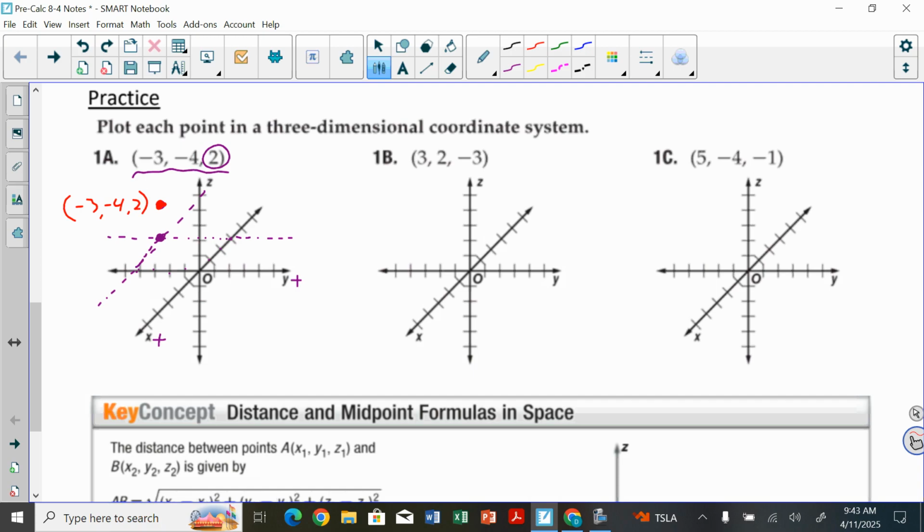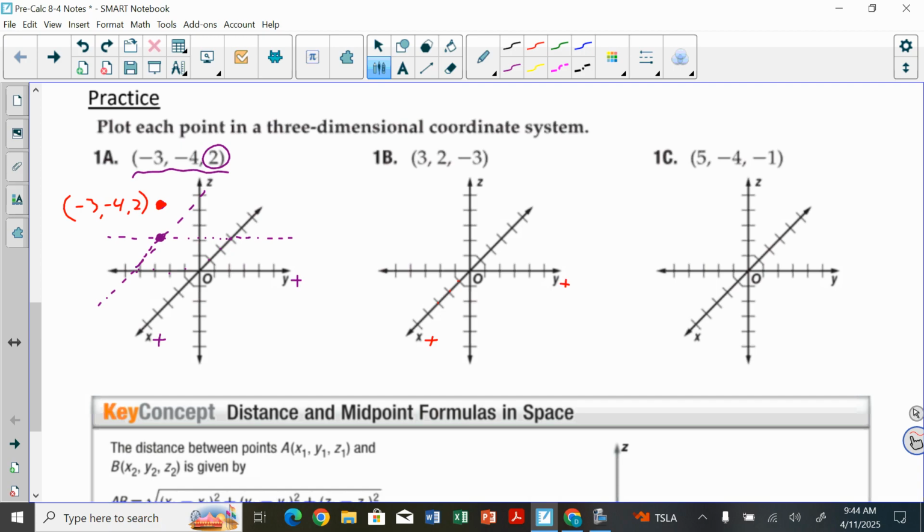Okay, let's try it again on letter B. We're going to start with 3 on x. Remember, x positive is this way. So 1, 2, 3. And then we've got a 2 for y, which is positive going this way.